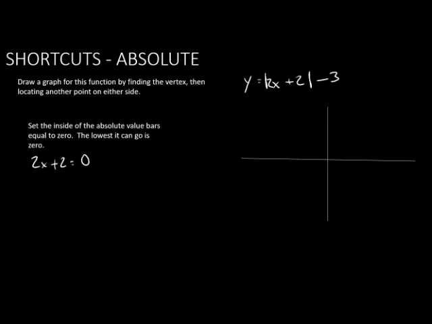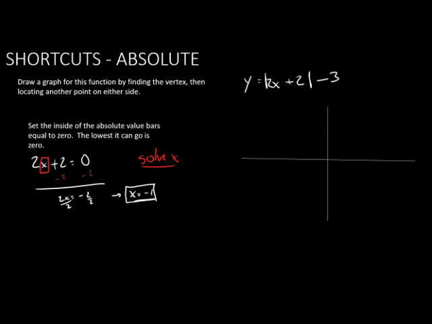Now we'll solve for x. Therefore, we'll subtract 2 from both sides. This will give us 2x is equal to negative 2. And then we'll divide both sides by 2, and this will give us x equals negative 1.